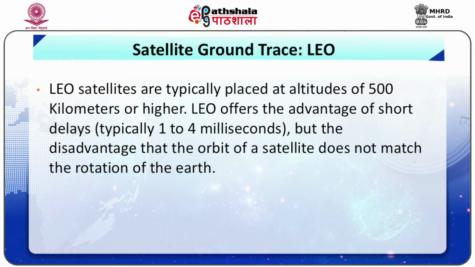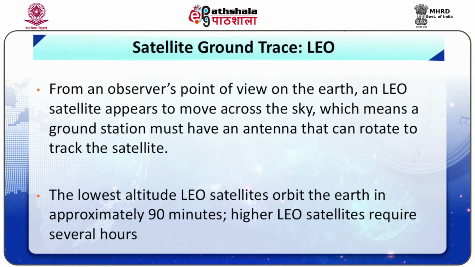Now we will discuss the LEO. LEO satellites are typically placed at an altitude of 500 km or higher. LEO offers the advantage of short delays, but the disadvantage that the orbit of the satellite does not match the rotation of the Earth. Thus, from an observer's point of view on the Earth, an LEO satellite appears to move across the sky, which means a ground station must have an antenna that can rotate to track the satellite, as shown in figure number 5.